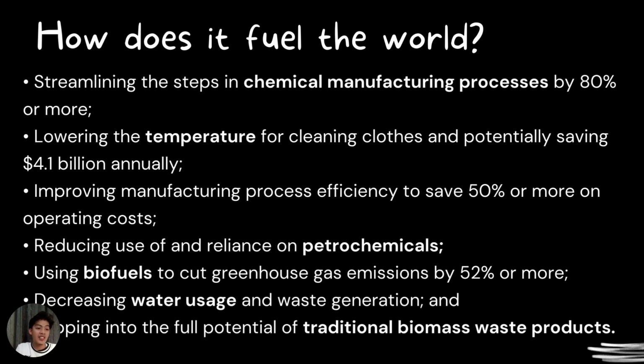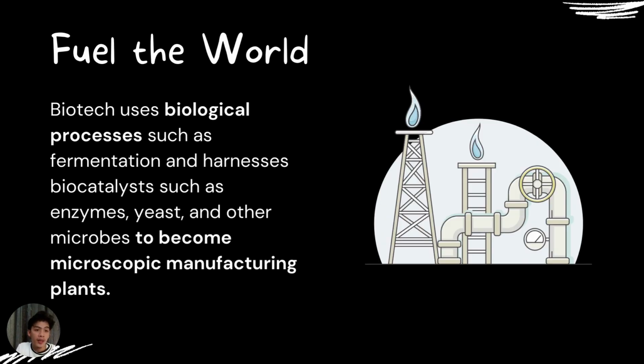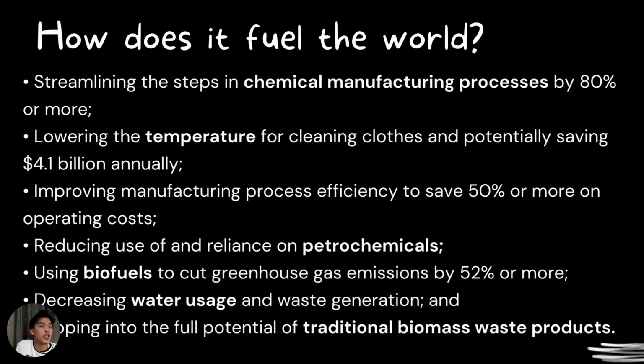As the aspect of biological processes was being altered, modified, changed, or improved, it streamlines the steps in chemical manufacturing processes by 80% or more. It lowers the temperature for cleaning clothes, potentially saving $4.1 billion annually. It improves manufacturing process efficiency to save 50% or more on operating costs.